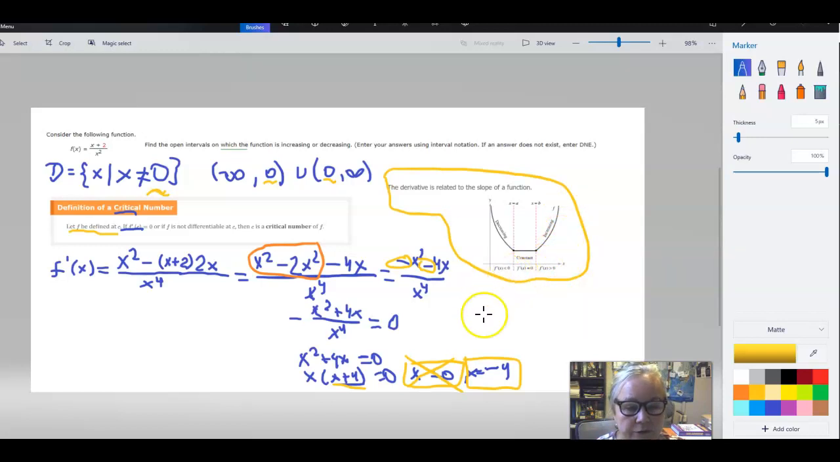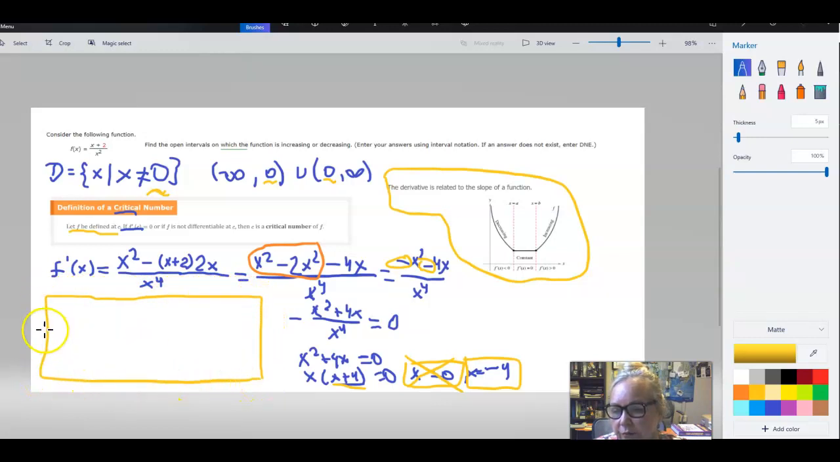So we need to analyze the sign of derivative. For the intervals divided, I'm trying to fit everything on this page so we can keep looking at what we have. So here we have intervals, so we need to include -4.